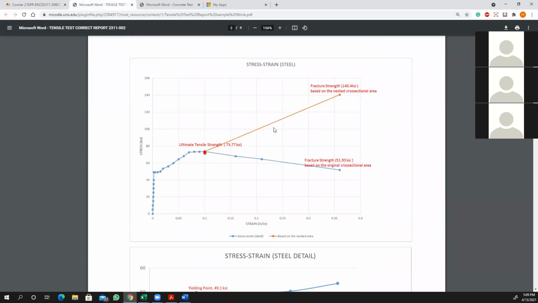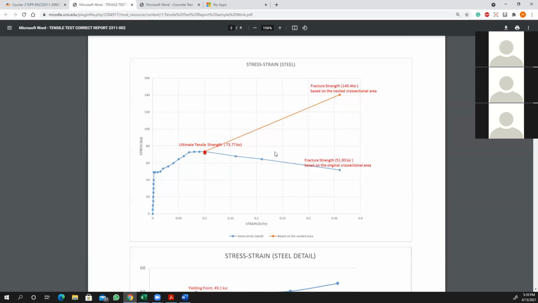You don't have to be grammatically correct or politically correct. So this is the ultimate tensile strength, right? The difference between ultimate tensile strength and the fracture strength: ultimate tensile, you can tell from the name, is the maximum tensile strength that the specimen can take during service conditions. Imagine the beam you design is made of the same steel specimen that we tested. You know from this graph that the ultimate tensile strength, the maximum capacity for this steel specimen, is 73.77 KSI, and you don't want to go beyond that number. If you go beyond it, your member beam is going to fail at 51.93 KSI.